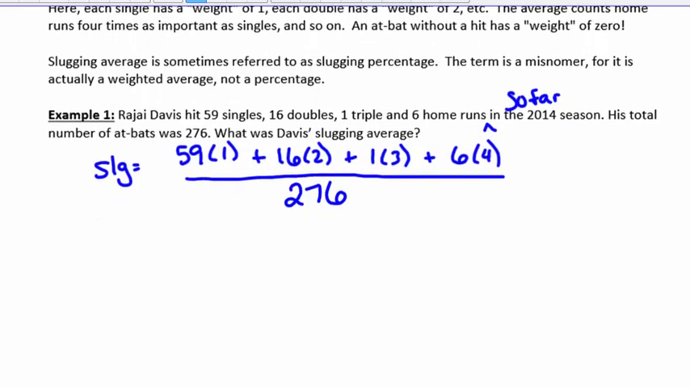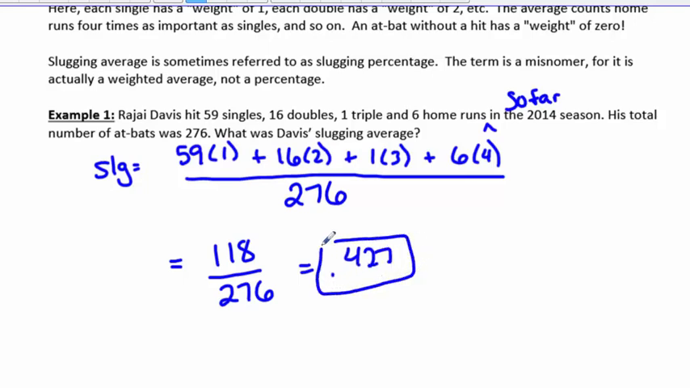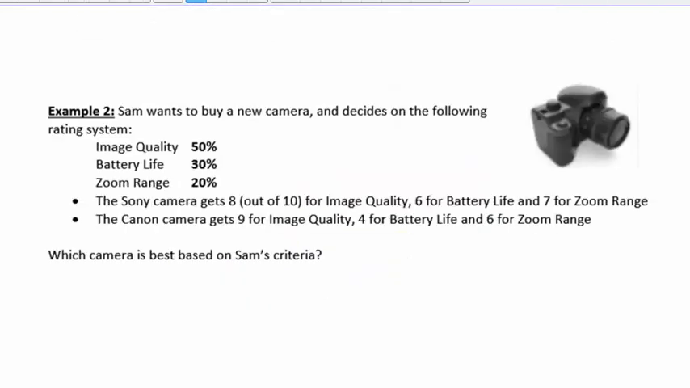So let's go ahead and multiply the top together. We're going to get 118 divided by 276, and if you divide those, you get 0.427. So 0.427 is his current slugging average. Let's look at another type of example.